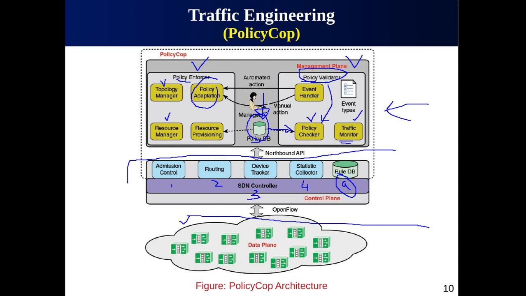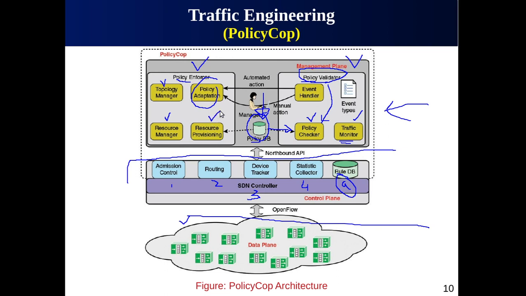for policy violation. For example, if policy number 1 is violated, then block the device. If policy number 2 is violated, then remove the device, things like that. Okay, so different types of policy adaptation. So this is actually the PolicyCop architecture.